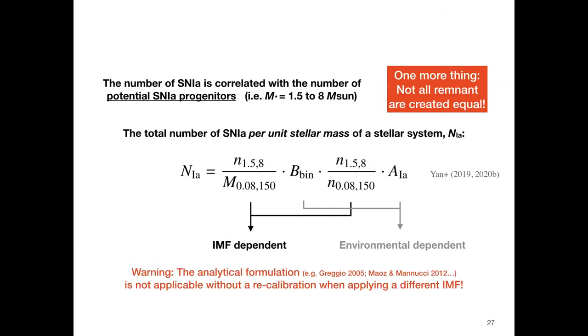A warning here: the analytical formulation is not applicable without recalibration when applying a different IMF. For example, the Greggio 2005 formulation assumes that the total number of type Ia supernova is expressed by this formulation. Such a formulation is correct if the IMF is universal and you don't change the IMF. Once you apply a different IMF, because this formulation is not correlated with the potential supernova progenitors, you need to recalibrate the total number.